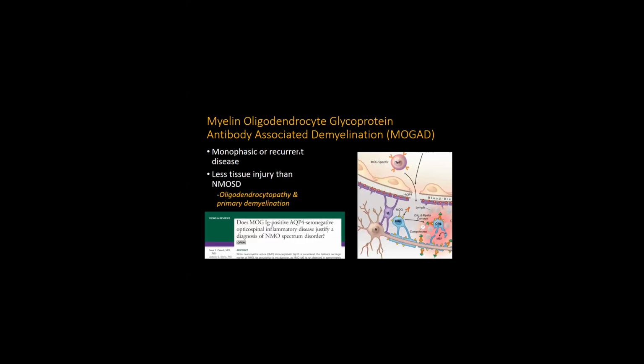So it is a monophasic or recurrent disease. There is less tissue injury than NMOSD, and what MOG-related demyelination does is basically it is an oligodendrocytopathy. So here what happens is that you get antibodies to the MOG protein, which is on the surface of the oligodendrocyte, and these antibodies promote demyelination, and then you get release of the myelin basic protein. But you can see here, this is basically an oligodendrocytopathy, whereas NMO spectrum disorder is an astrocytopathy, and they're two completely different entities.